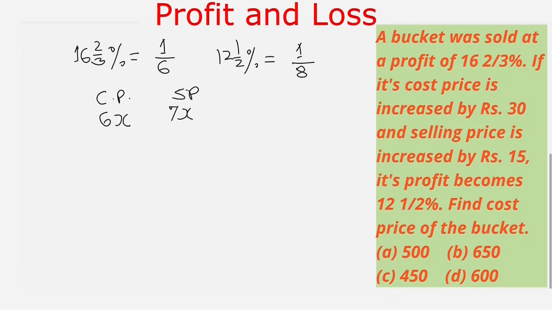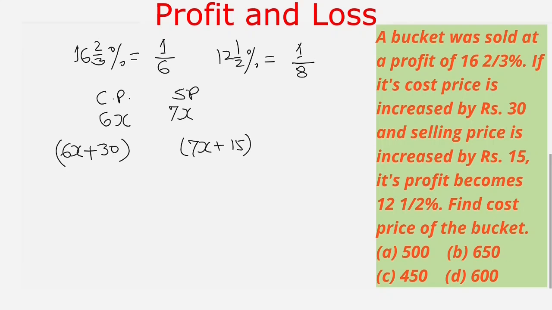Now later on, when the cost price is increased by rupees 30, the cost price becomes 6x plus 30, and the selling price becomes 7x plus 15, as the selling price is increased by rupees 15. Now what is the relation between these two? If the cost price is 6x plus 30 and selling price is 7x plus 15, then the profit percent is 12.5%, or in fraction it is 1 upon 8.